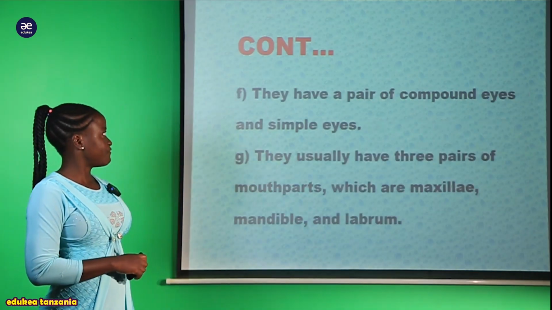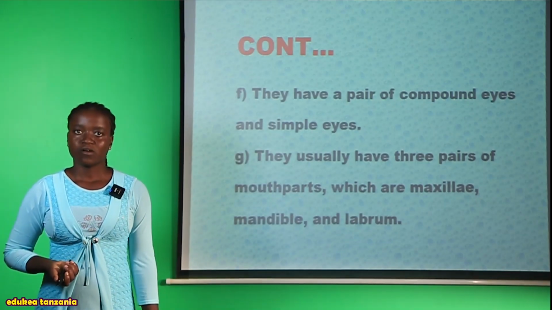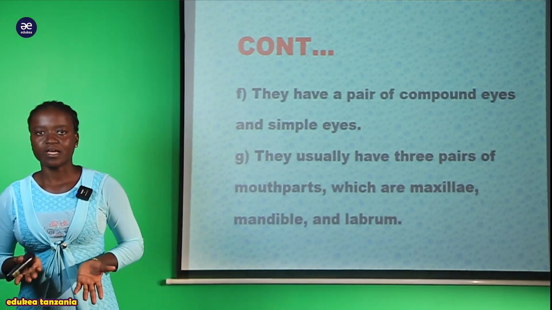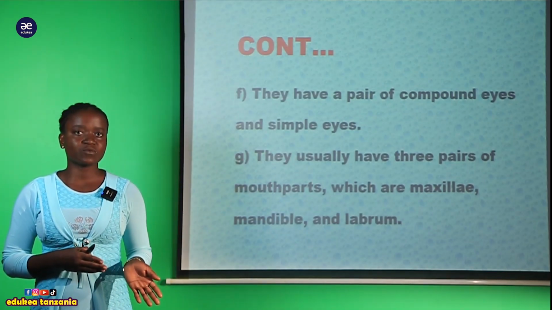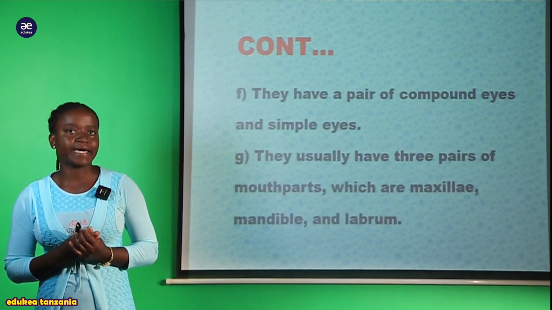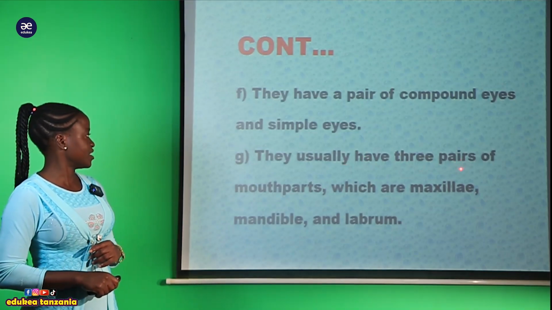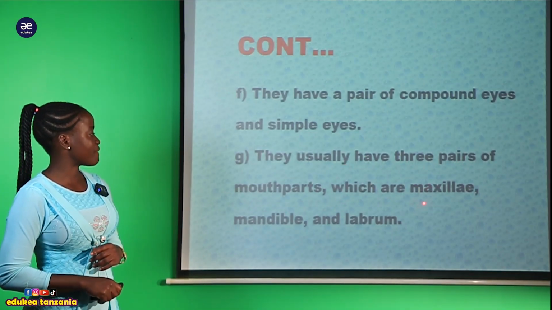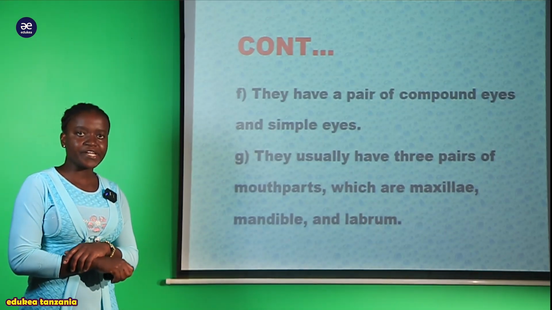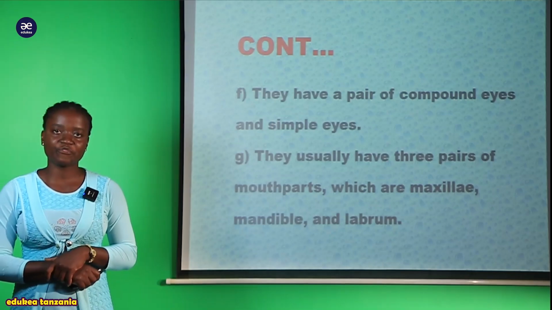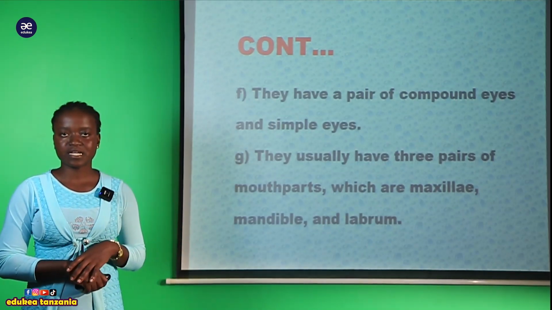So another distinctive feature, we can say that they have a pair of compound eyes and simple eyes. Kwa hao organism kwa sababu ni wapo wengi, so they vary. They have compound eyes, but the rest they have simple eyes. And also we can say that they usually have 3 pairs of mouth parts, which are maxillae, mandibles, and the labrum. For how organism, they have 3 pairs of mouth parts, and this one we can say is the advanced character which is found within this class Insecta.